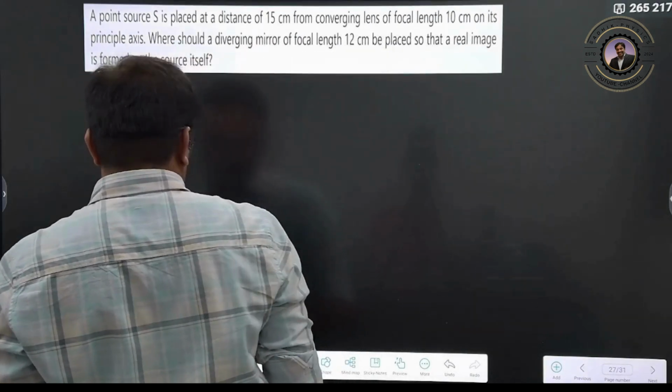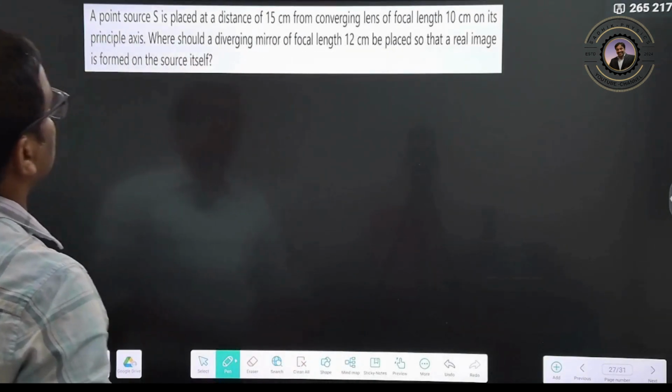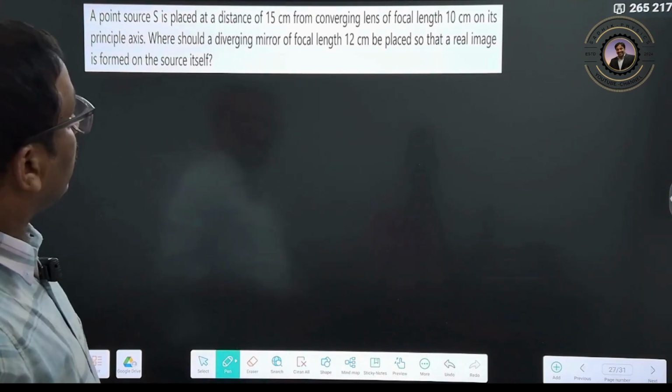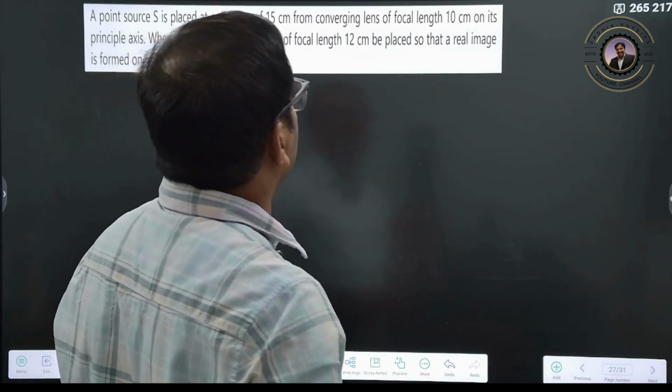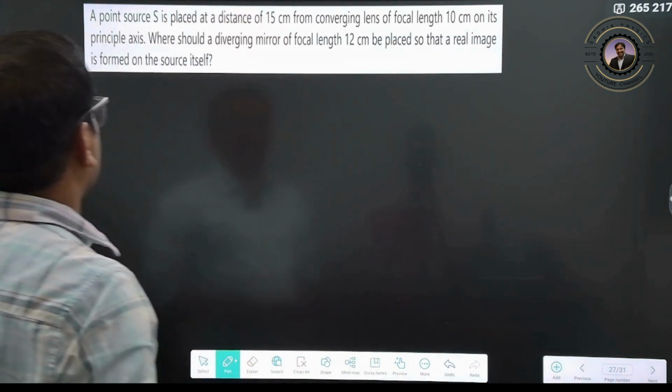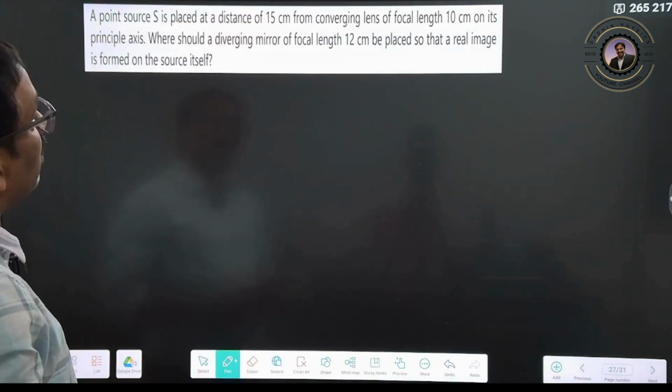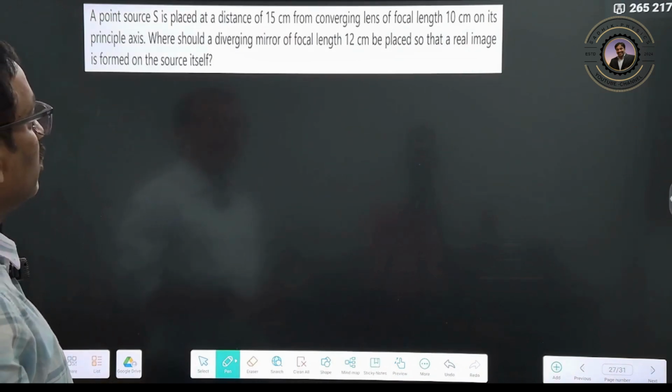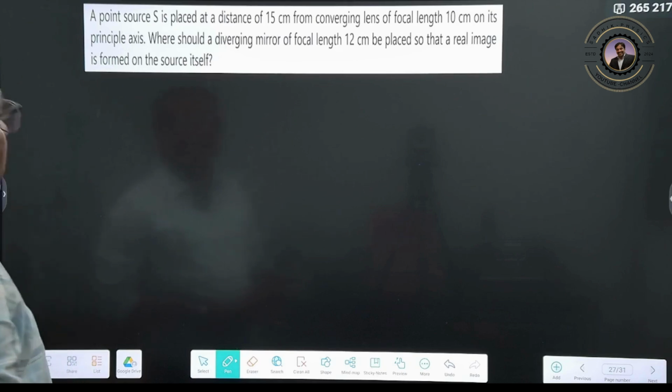A point source S is placed at a distance of 15 centimeter from a converging lens of focal length 10 centimeter on the principal axis. Where should the diverging mirror of focal length 12 centimeter be placed so that the real image is formed at the source itself?